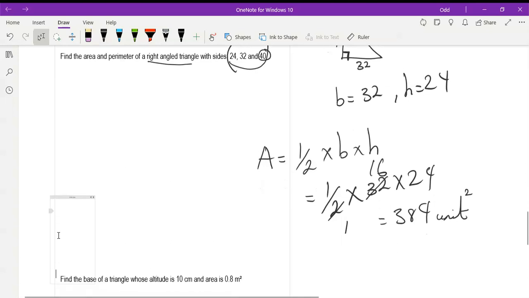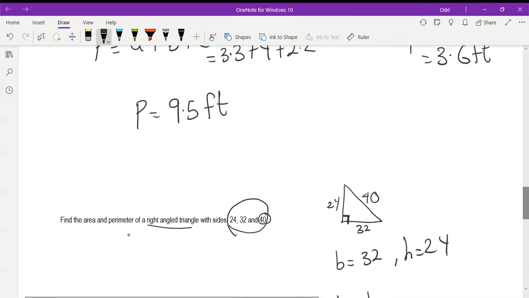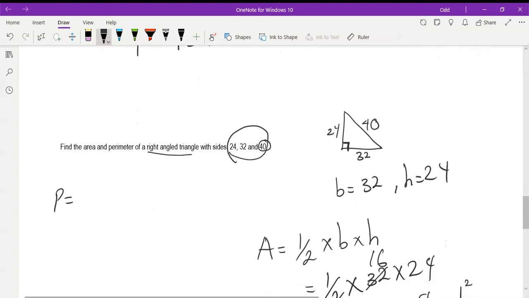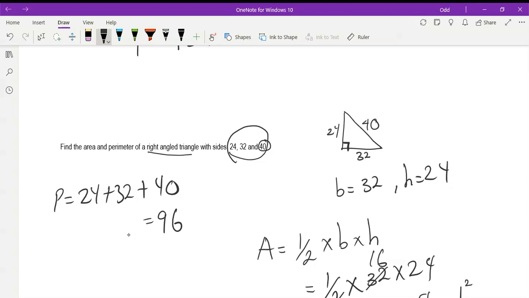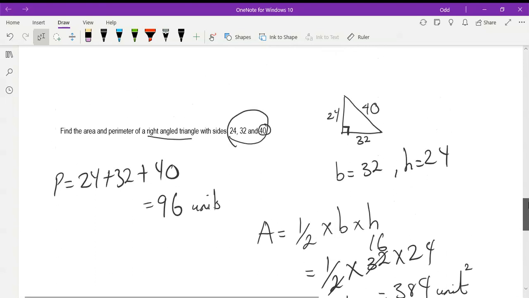And how about the perimeter? How do we find the perimeter? We're going to add all the sides together. So perimeter will be 24 plus 32 plus 40, which will give us 96. So the answer will be 96 units. Just use units since they didn't really give us a specific unit. Okay, so that's how we find the perimeter and area.